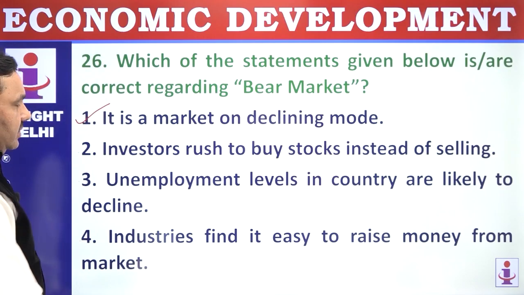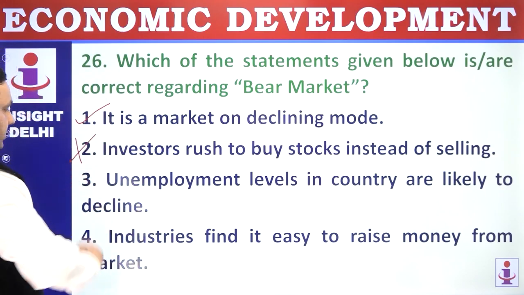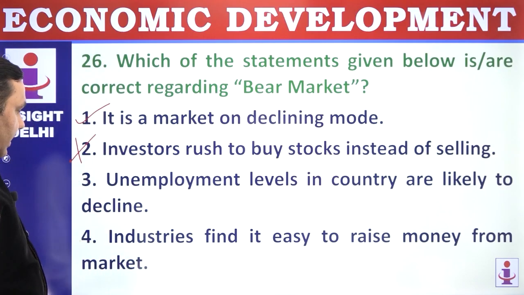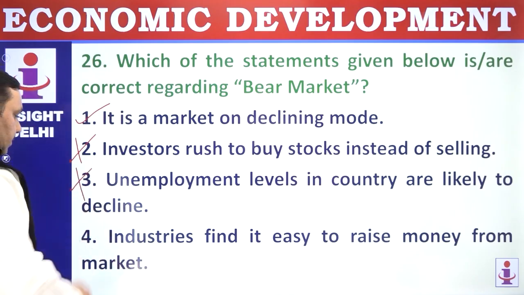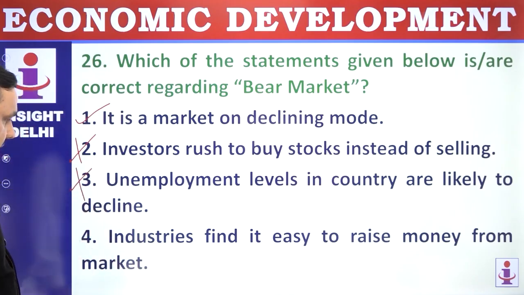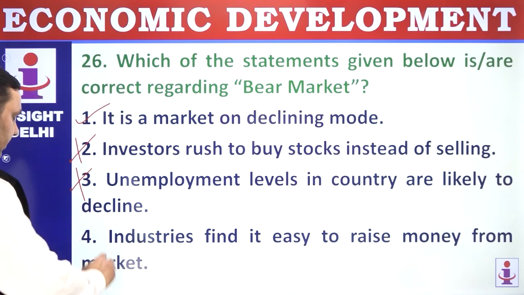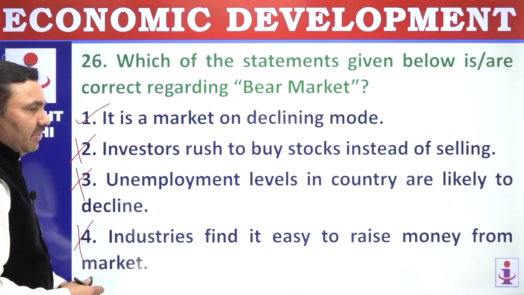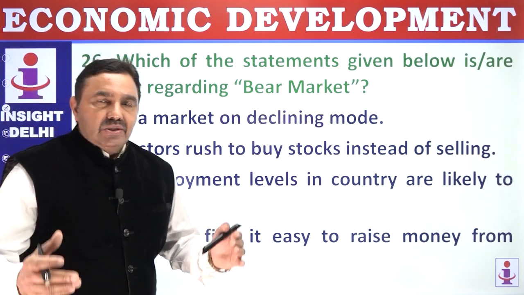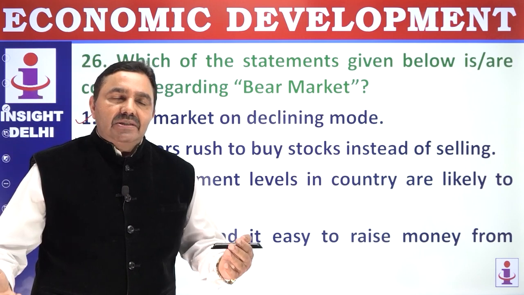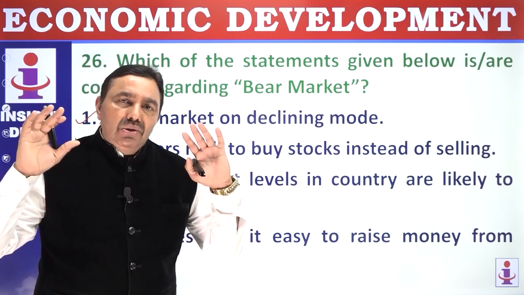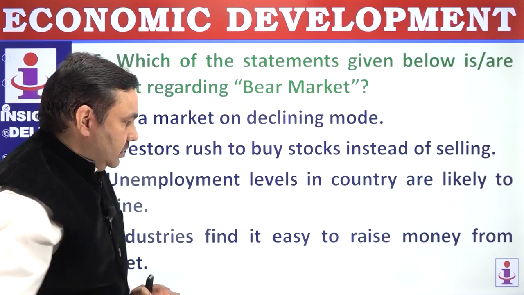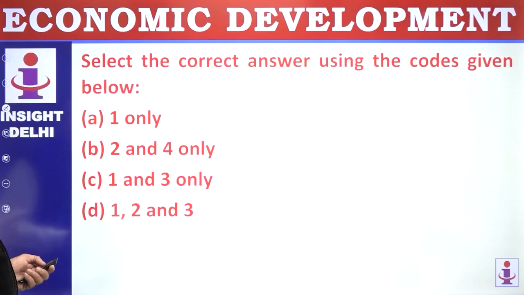Investors rush to sell, then the market declines. Unemployment levels in the country are likely to be high when people sell the stocks. Industries find it difficult to raise money because people are selling stock, people are not buying stocks, people are exiting the investment, people are not getting into new investment. So that way, this is wrong here. Only one is correct, others are wrong.